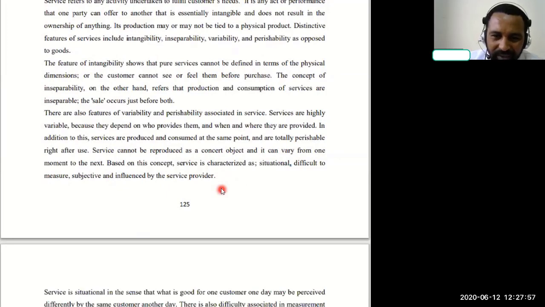So you can read further in different courses about the characteristics of service, what makes service different from goods. In terms of measurability, you can't measure service objectively. It's difficult to measure the quality of service since service is intangible. It is subjective.